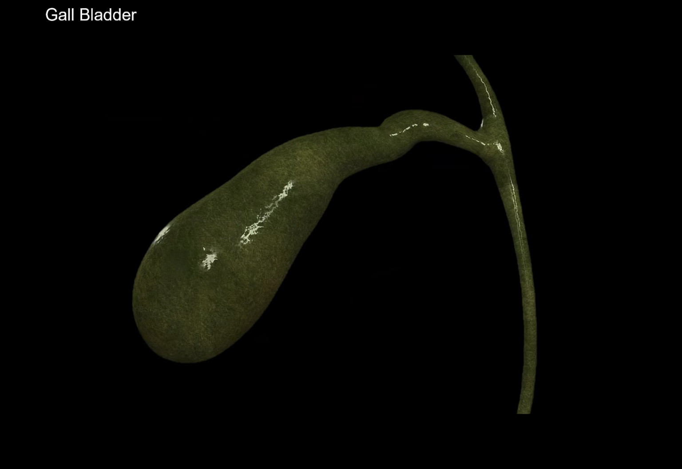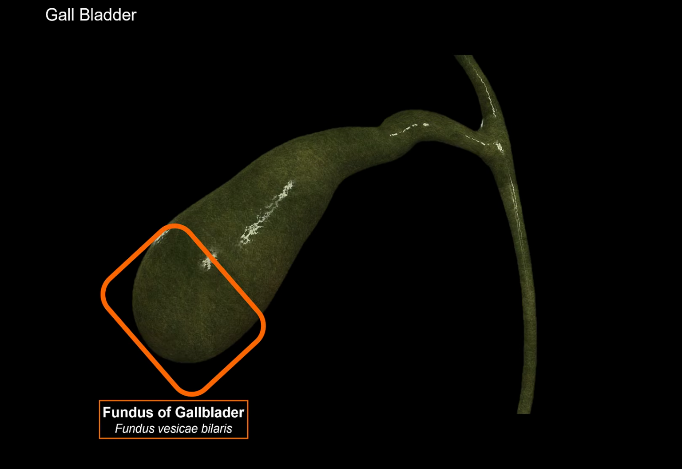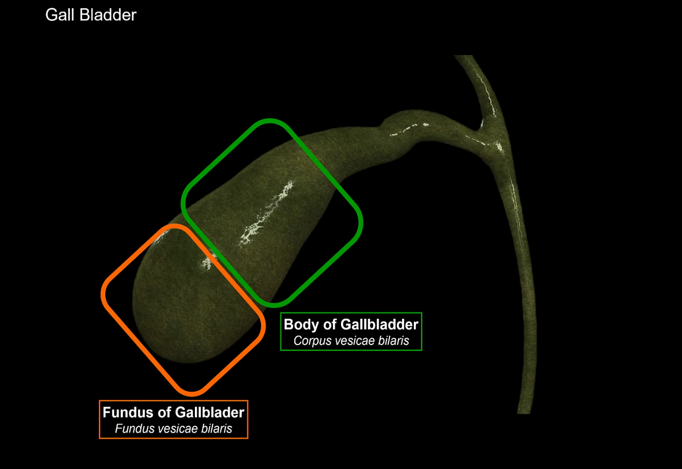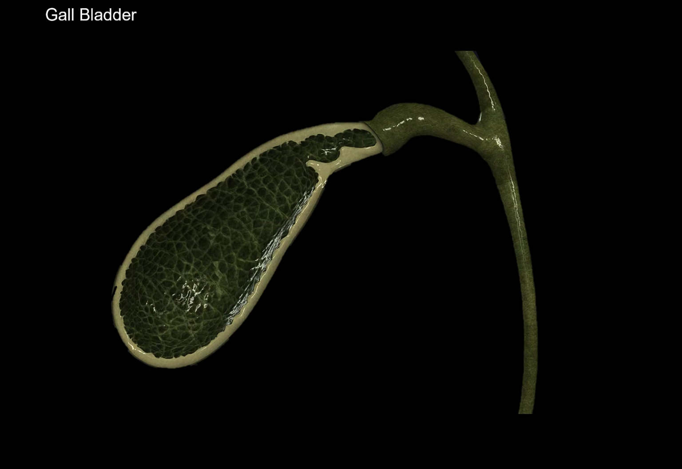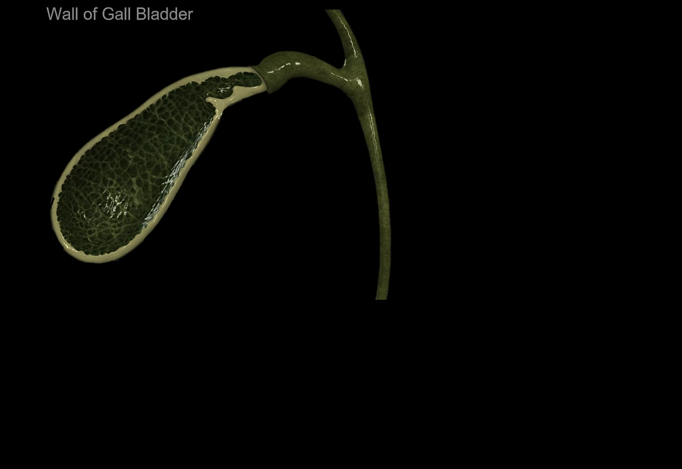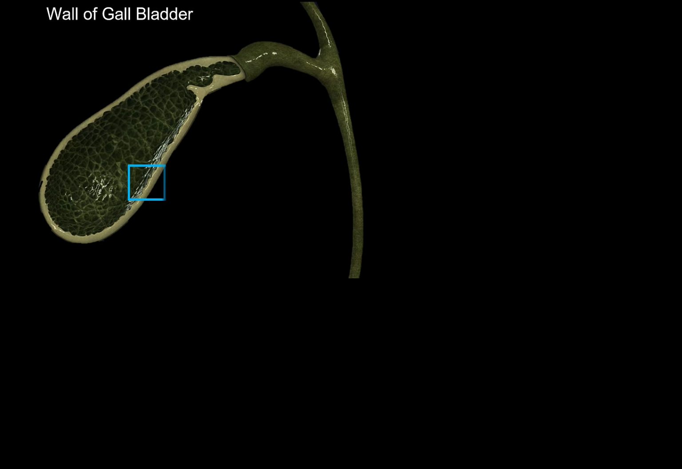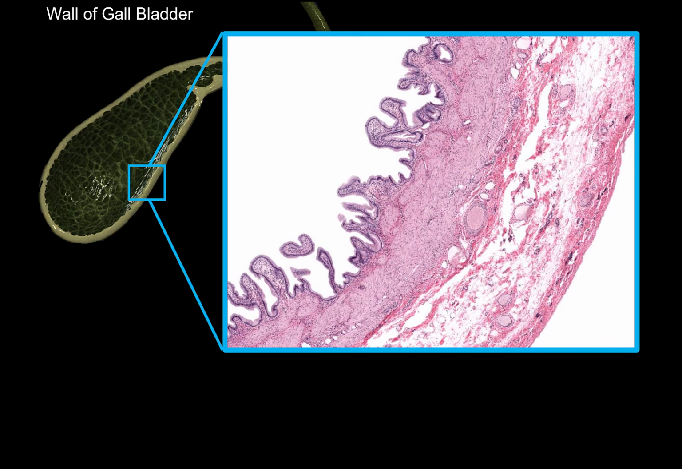Now the gallbladder is divided into 3 distinct regions. We have the rounded anterior part called the fundus, and then there's the body of the gallbladder, and then there's the neck of the gallbladder, which continues into the duct I mentioned earlier, the cystic duct, or the ductus cysticus. Let's now go ahead and open up the gallbladder to look at the layers of the gallbladder wall. So let's take one small part of the gallbladder and look at it histologically.